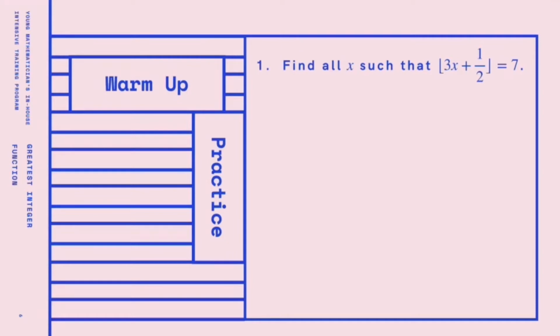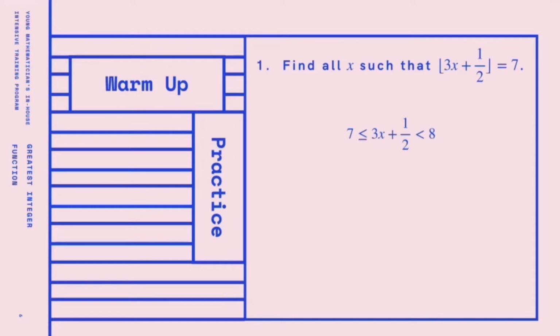Remember that from our first property, for any real number x, it is greater than or equal to the greatest integer function of x, but less than the greatest integer function of x plus 1. So therefore, we have an inequality for our expression 3x plus 1/2, that it is greater than or equal to its greatest integer function, which is 7, but less than 7 plus 1. That is, 3x plus 1/2 is greater than or equal to 7, but less than 8. So now we have this inequality for x, and we can now solve for x.